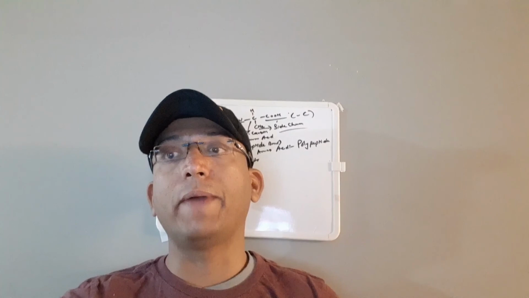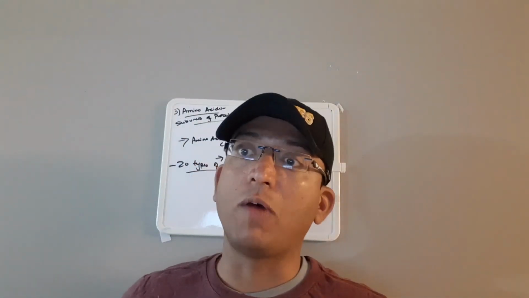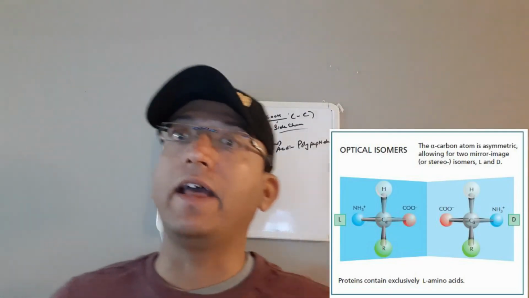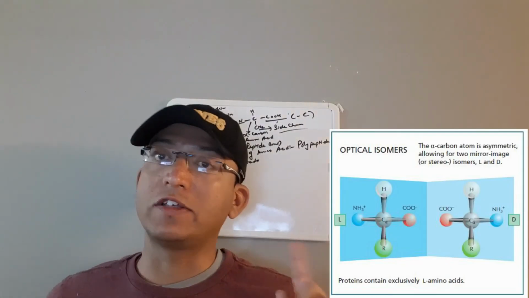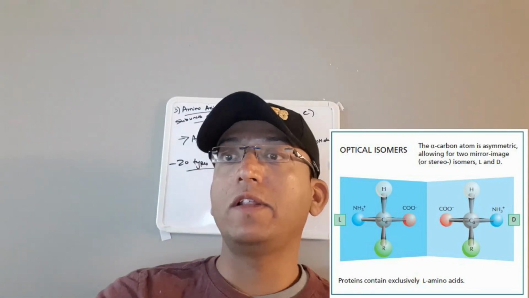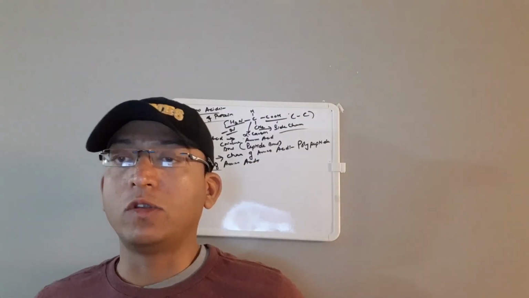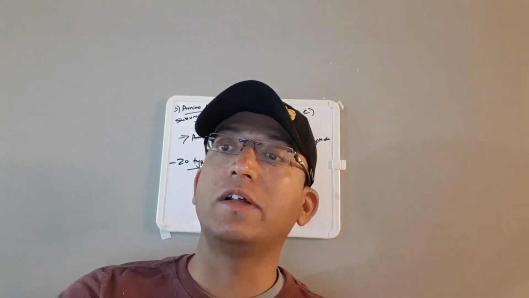And like sugars, all amino acids except glycine exist as optical isomers in the D and L forms, which are mirror images of each other, like sugars. But only the L form is ever found in proteins. Although D amino acids occur as part of bacterial cell walls and some antibiotics, and D-serine is used as a signal molecule.